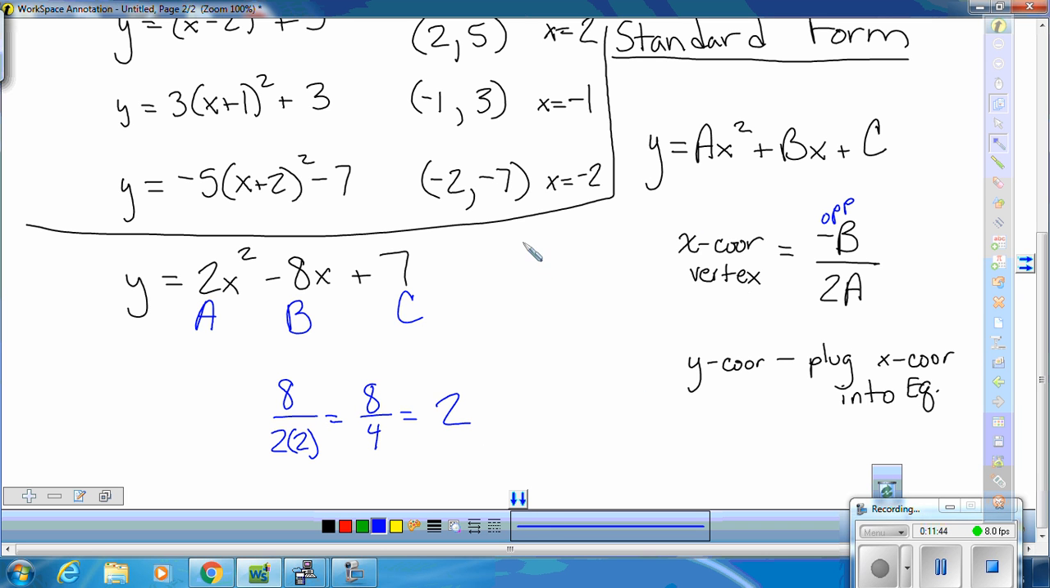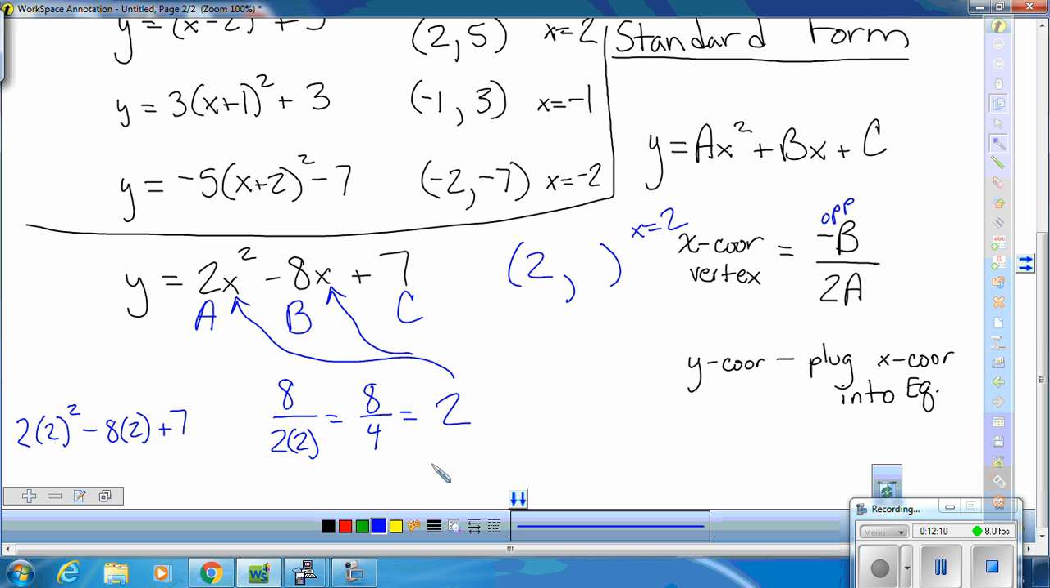So I now know that my vertex is going to be at 2 something. I also know that my axis of symmetry must be x equals 2, since I know my x coordinate. Now to find my y coordinate, I just need to plug it in. So I'm going to take 2, and I'm going to plug it into the equation. Now anywhere there's an x, I have to plug in 2. So I'm going to get 2 times 2 squared minus 8 times 2 plus 7.